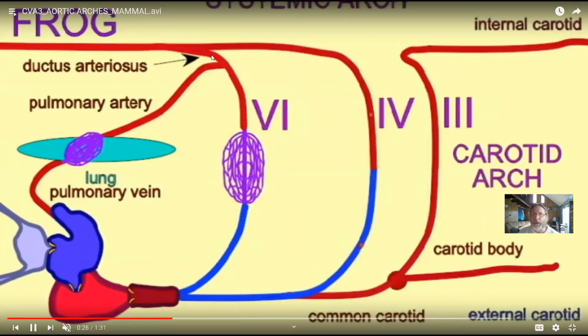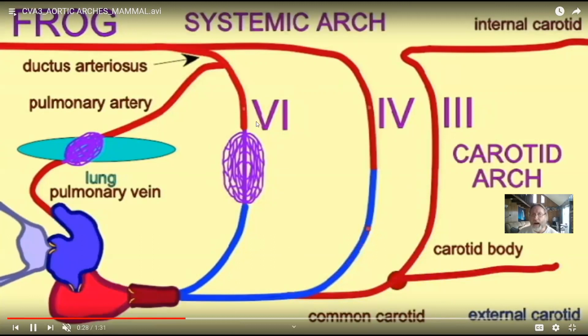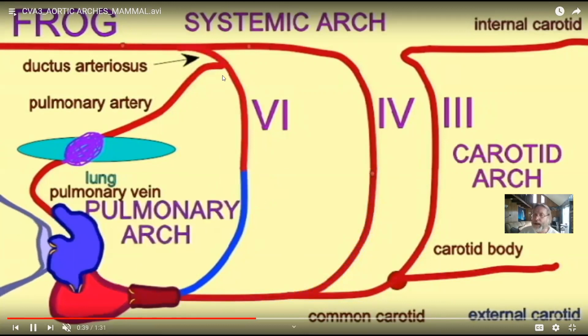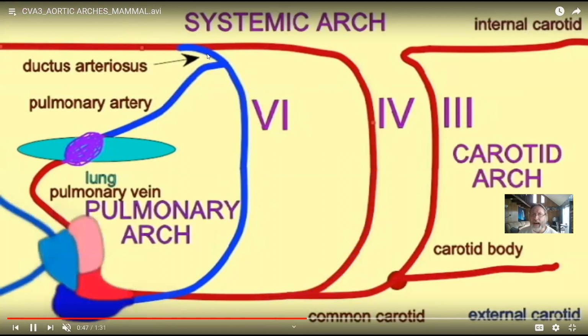The ductus arteriosus exists, connecting the fourth arch and the sixth arch as embryos. But then when we're born, this is lost, and we just have a ligament here. The ligamentum arteriosum replaces the ductus arteriosus, which we had as embryos.